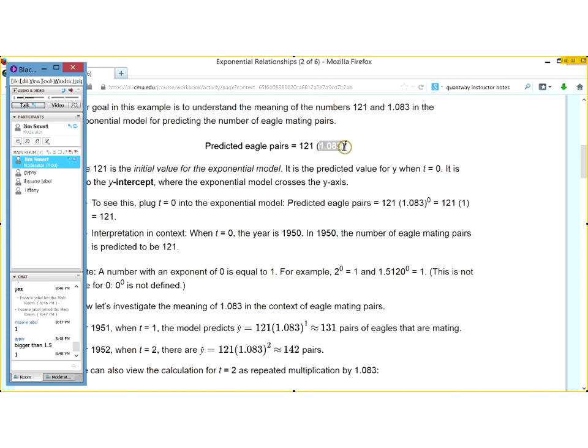So basically, this number that's raised to the power, if it's bigger than 1, it's growth. If it's smaller than 1, it's decay. It's always going to be positive. It's never going to be equal to 1. So bigger than 1, growth. Smaller than 1, decay. So this is growth because it's bigger than 1. The number of equal pairs is growing each year by how much?